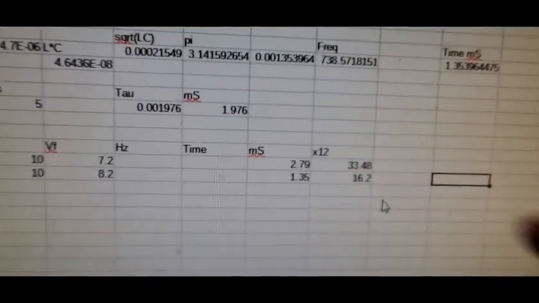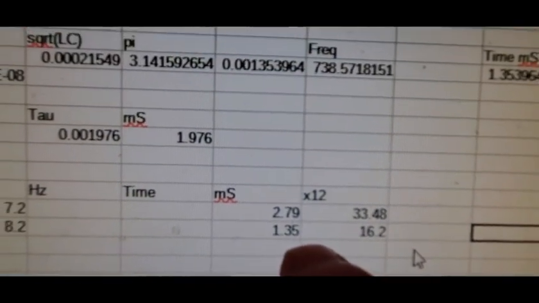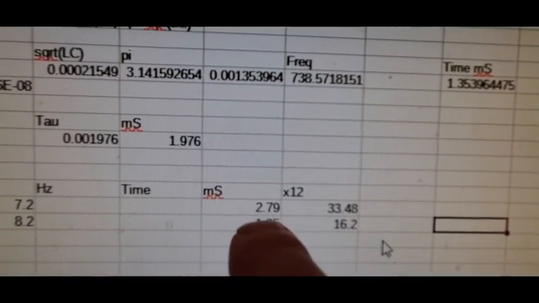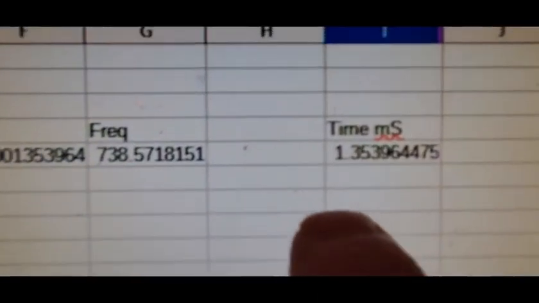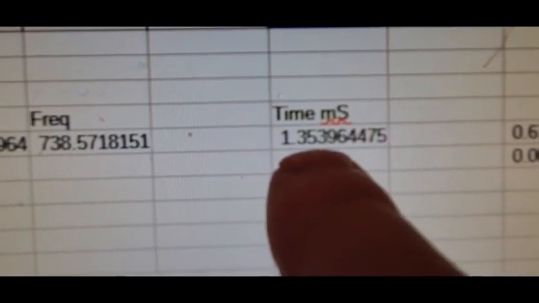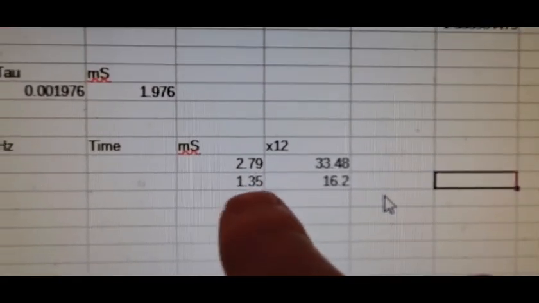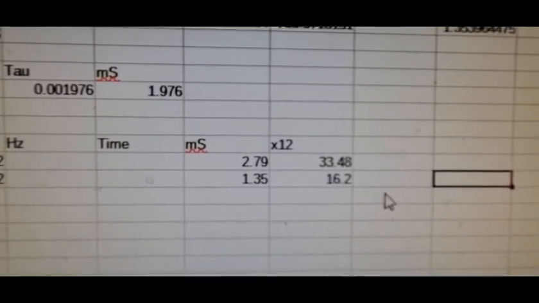So let's just do one more thing with this coil, and then we'll switch to a different coil, and I'll show you how a different coil behaves. But before that, let's just let it ring for 12 times. We saw how quickly it damped out. Now this is a bit better, 7.2 to 8.2. It takes 1.35 milliseconds to go from wave crest to wave crest. So let's do 12 of those again and see what that looks like on the oscilloscope.